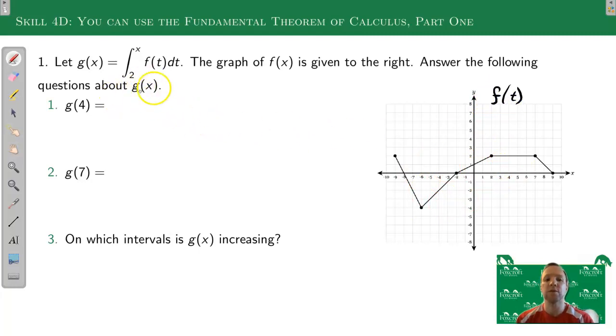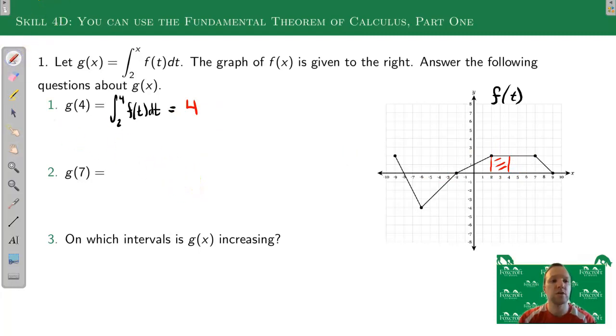Now we want to answer these questions about g of x. Well, g of 4, whenever I plug a number into my function, I replace the x with that number. So it's the same as the integral from 2 to 4 of f of t dt. And just like our very first skill, I just have to find the area from 2 to 4. Let's actually just put that little area on the graph. 2 to 4, find the area of this. What's a 2 by 2 rectangle? And that answer is just 4.